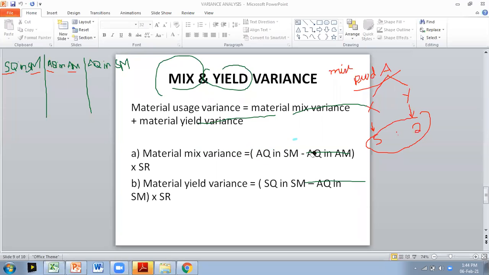Now let's see the formulas first. Whenever you have to calculate the mix variance, right, you have to take the actual quantity in standard mix and then subtract the actual quantity in actual mix and multiply by standard rate. Then for yield variance, standard quantity in standard mix minus actual quantity in standard mix, multiply by standard rate. Now let's do a question on this, and then it is going to be more clear to you.